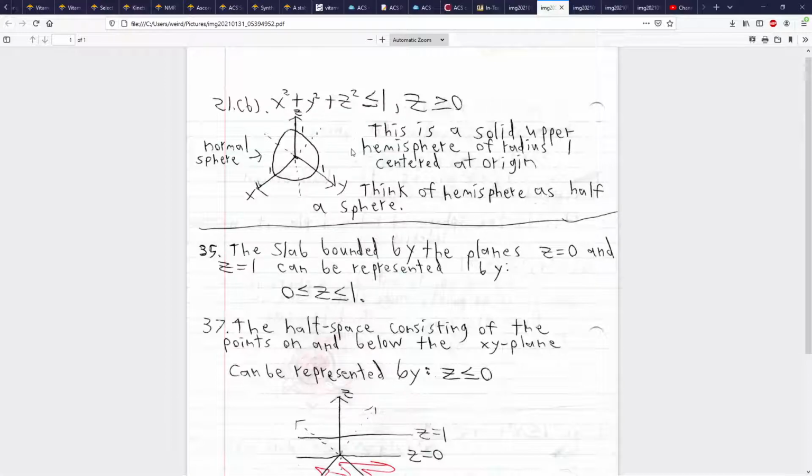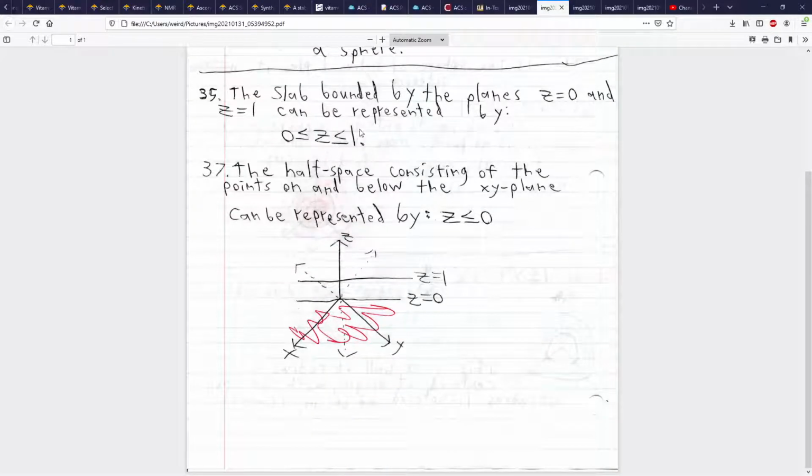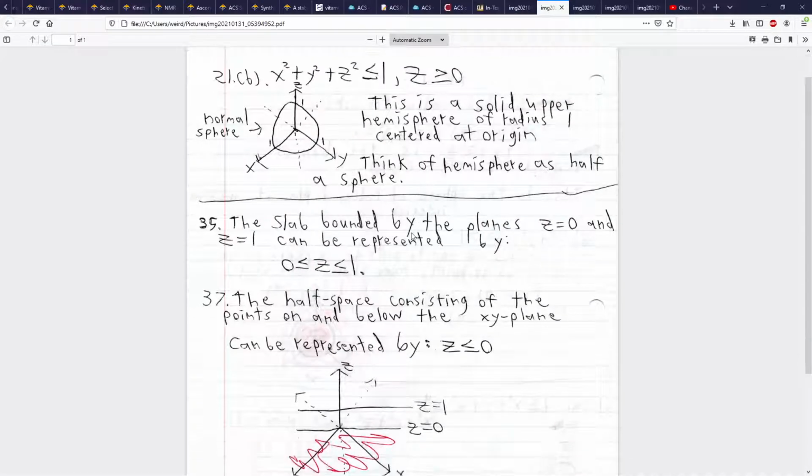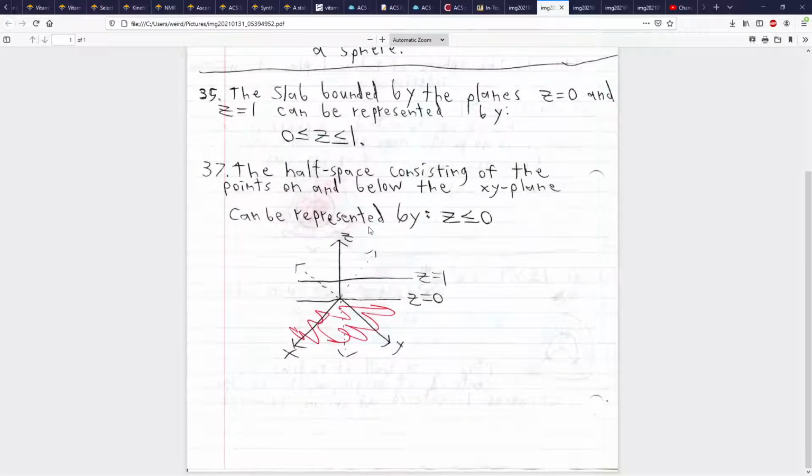And real quick, x squared plus y squared plus z squared less than or equal to 1, but z is greater than or equal to 0. You're going to get a hemisphere. I'm not going to try to draw this out. It's very hard to draw in 3D sometimes, but it's half a sphere, a hemisphere.